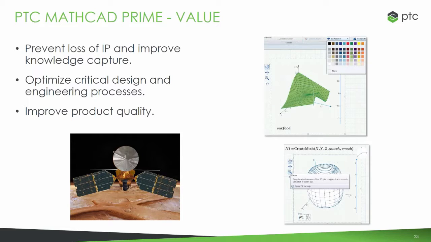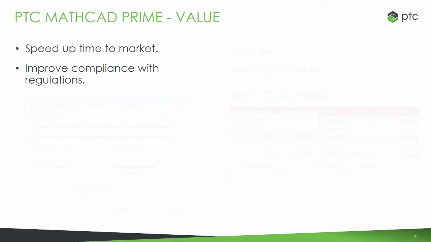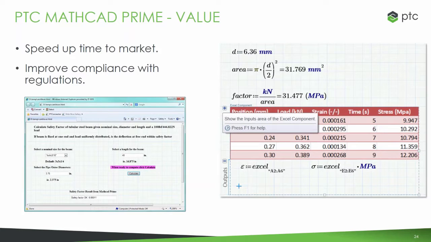You can also improve your product quality. If you have all of this on the same page, you can not have any errors fall through the cracks like NASA had with their robot, and just have everything together. You can speed up your time to market if you're not switching back and forth between all these platforms, and you're able to have the strong math engine right next to any text. And if you have to send this off for any compliance, you can have it all together and not spend the time looking for everything as well.